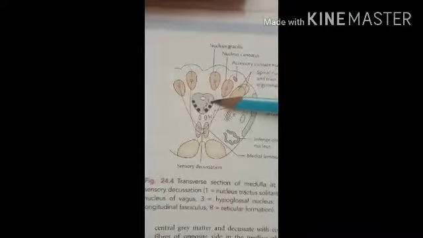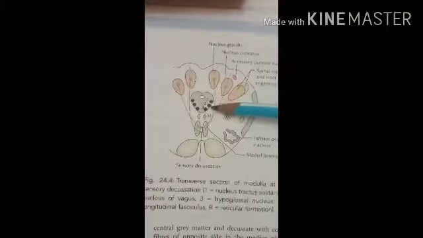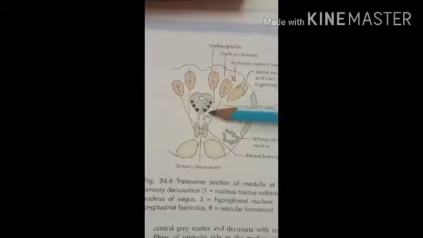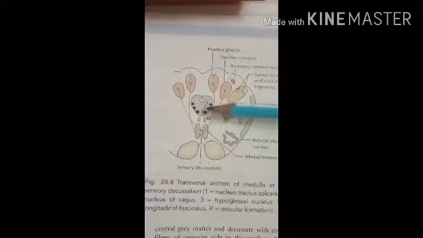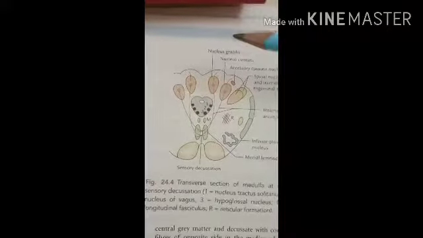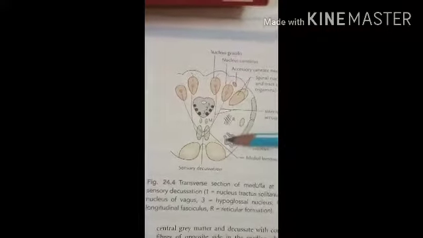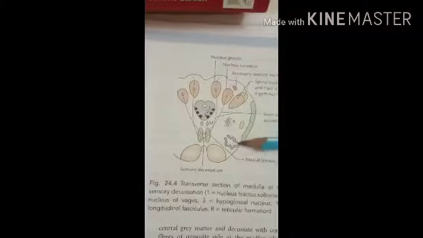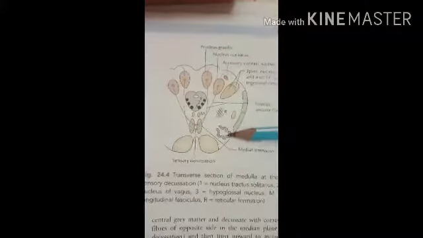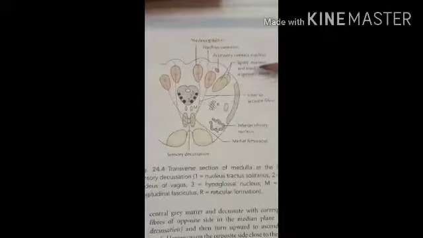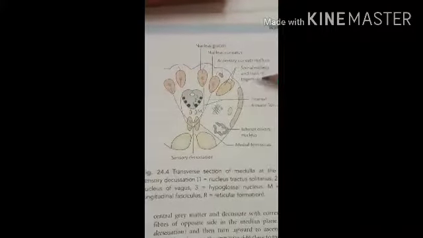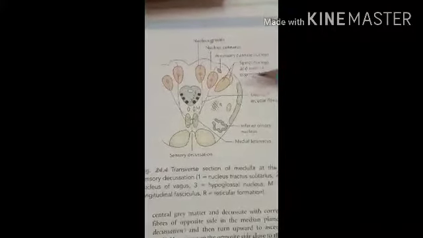The first nucleus is the hypoglossal nucleus. Second, that is the vagus nucleus, and the third is the nucleus of tractus solitarius. Then also here on the anterior side, the olivary nucleus is present. And next, the spinal nucleus and the tract of the trigeminal nerve are also present.